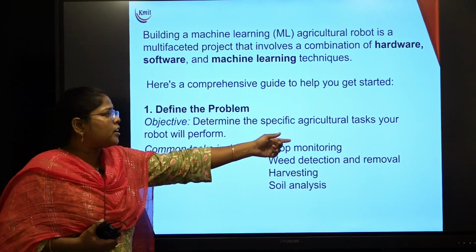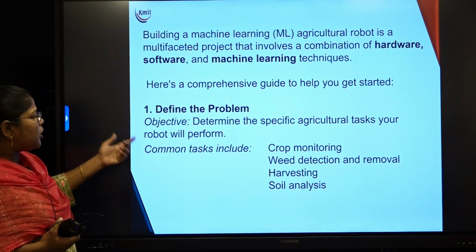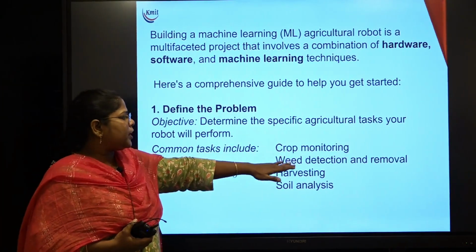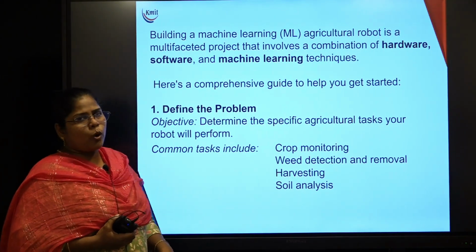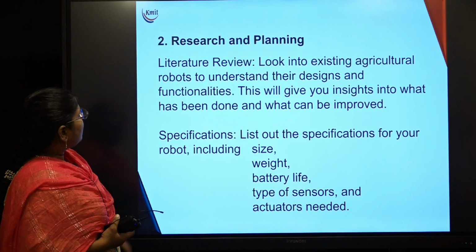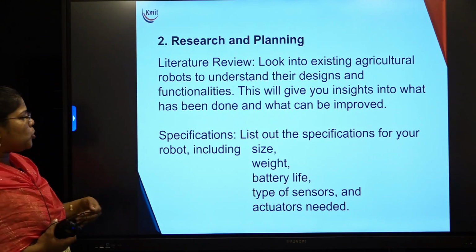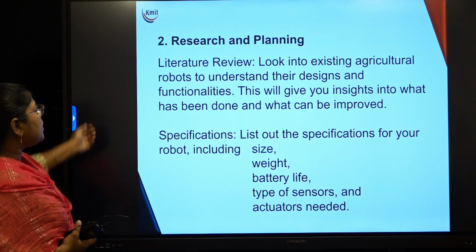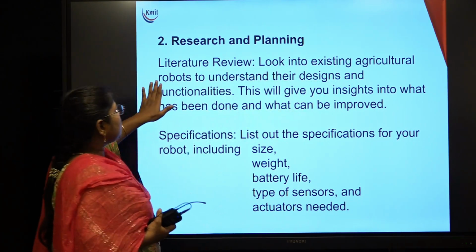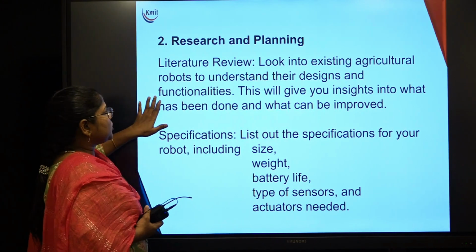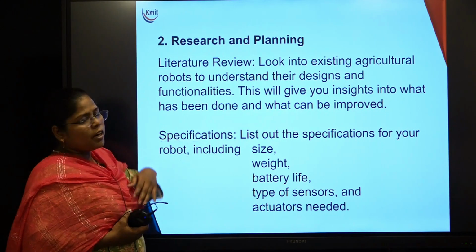Determine the specific agriculture task that your robo will perform. Especially common tasks include crop monitoring, weed detection and removal, harvesting. Second one is soil analysis. Coming to the research and planning, based on the data, based on the problem statement, we need to have a literature review, look into the existing agriculture robots to understand the designs and the functionalities. This gives you the insights on what has to be done and improved.